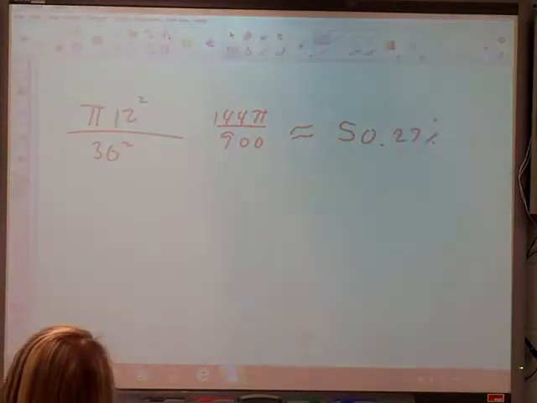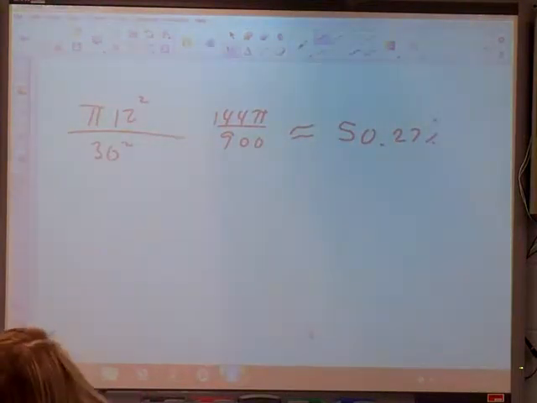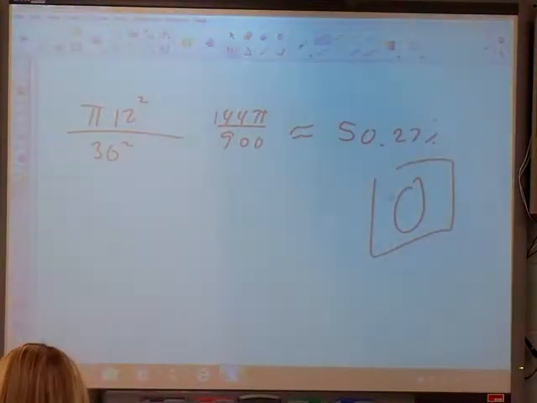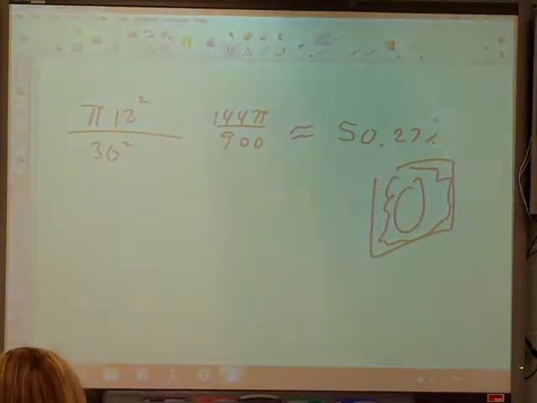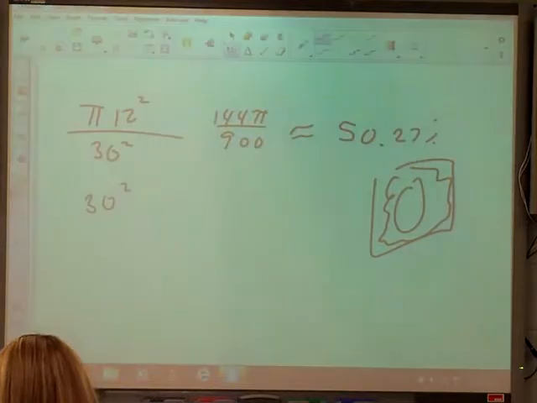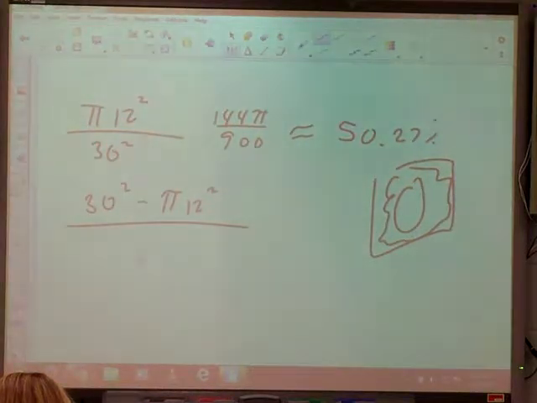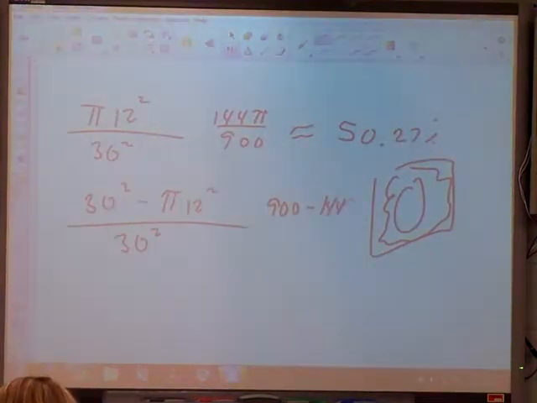Alright, part B, it wants our dart to hit in the square but outside the circle. Okay, so if we've got the circle and we've got the square, we're wanting to hit in this stuff out here. So we have to find the whole square minus the circle on top. So that would be 30 squared minus pi times 12 squared on top. And then on bottom, the whole thing is still 30 squared. I simplified that a little bit on my paper. I did 900 minus 144 pi over 900. And that got me about 49.73%.